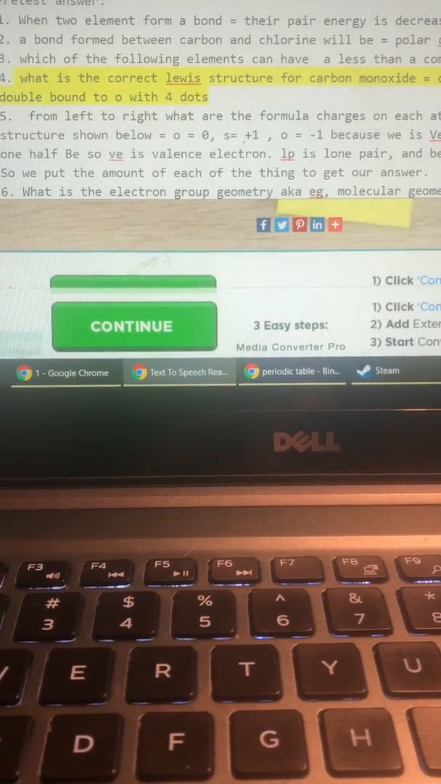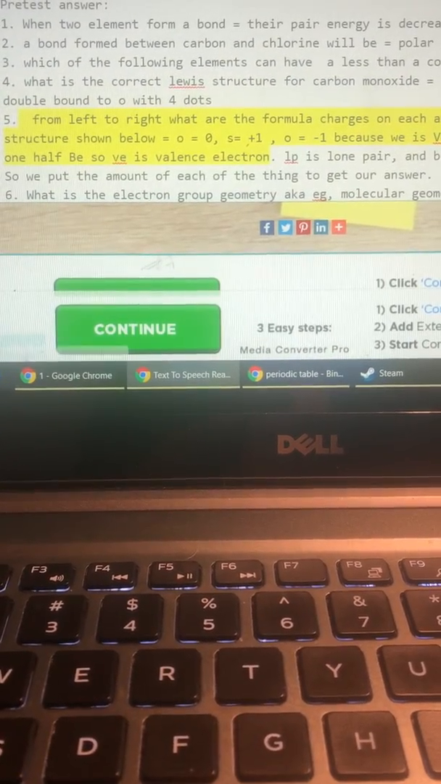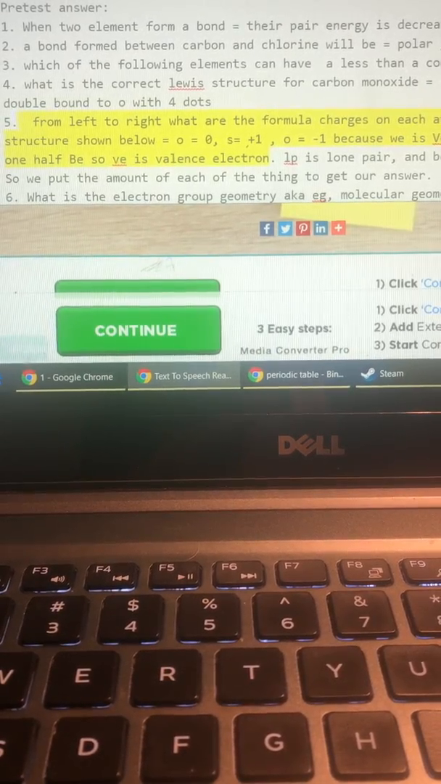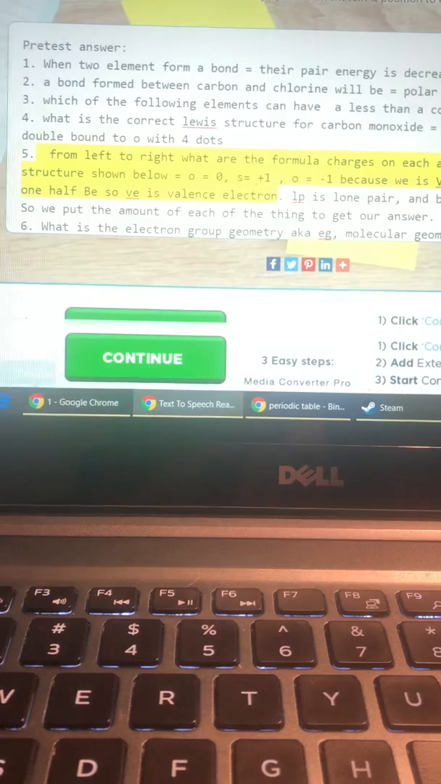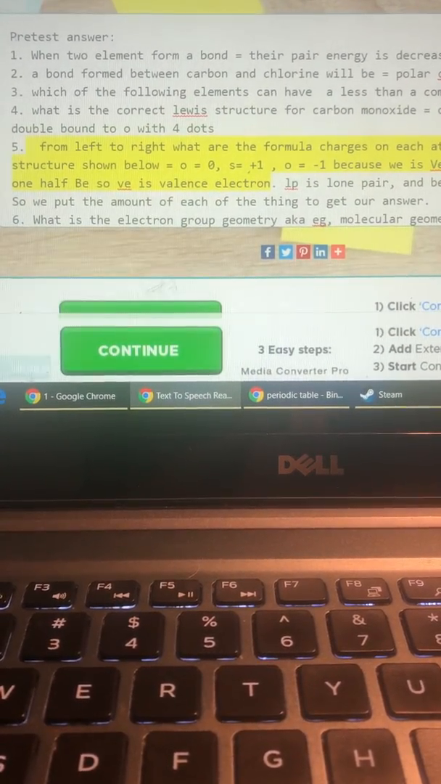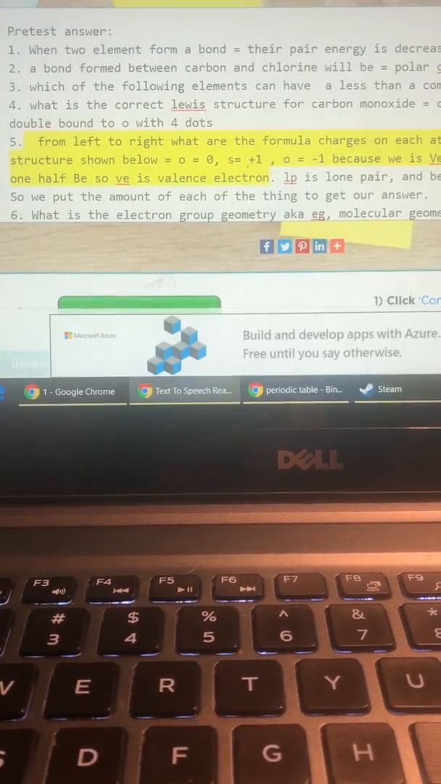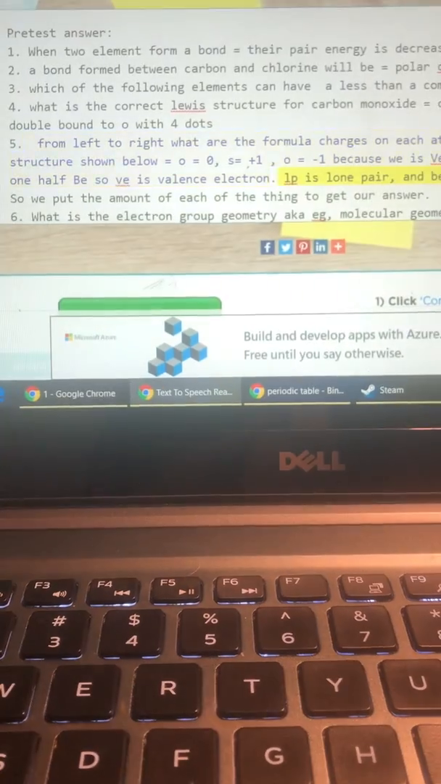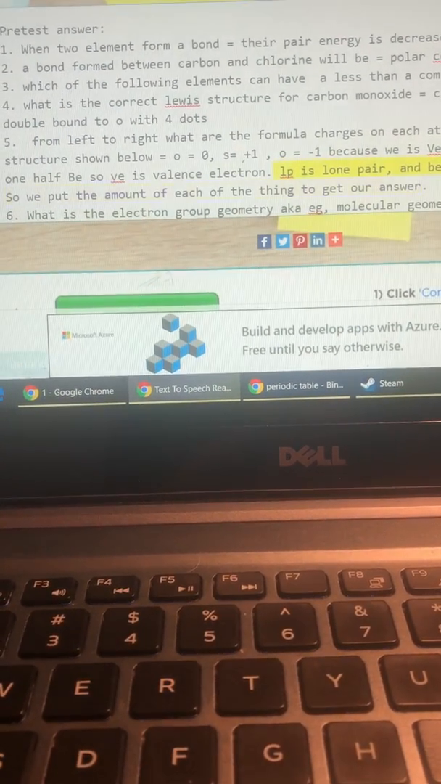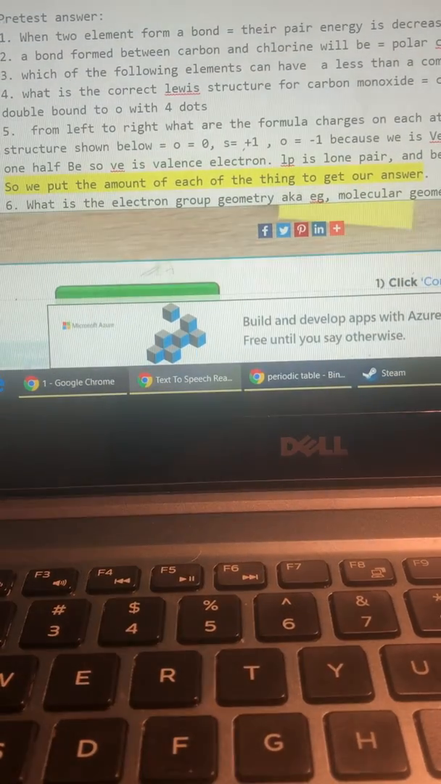O with 4 dots. 5. From left to right, what are the formal charges on each atom in the Lewis structure shown below? O = 0, S = +1, O = -1, because formal charge is VE minus LP minus 1/2 B, where VE is valence electrons, LP is lone pair electrons, and B is bonding electrons. So we plug in the amount of each to get our answer.